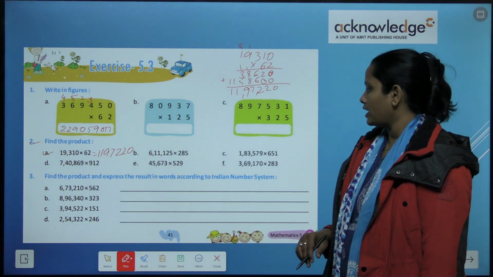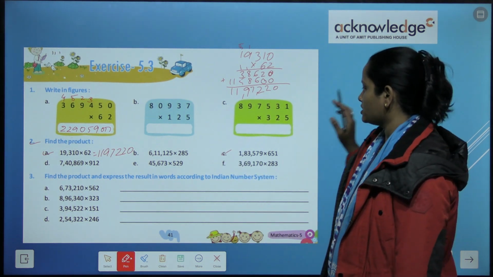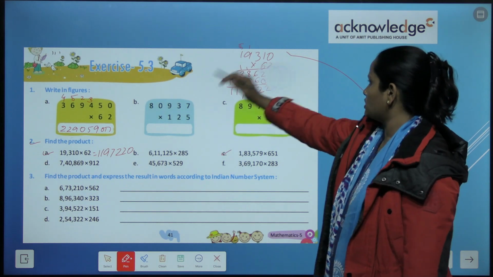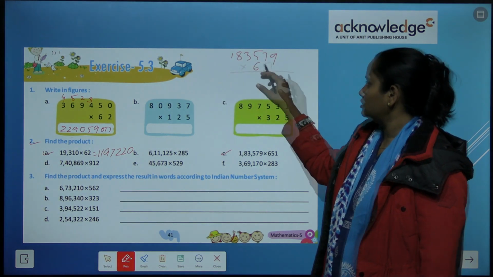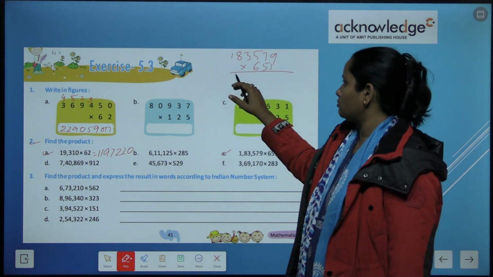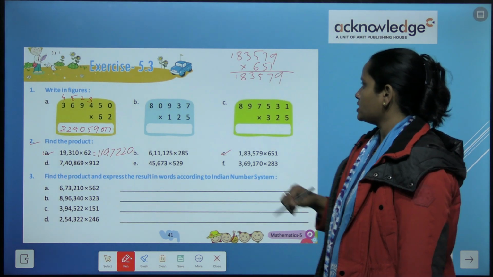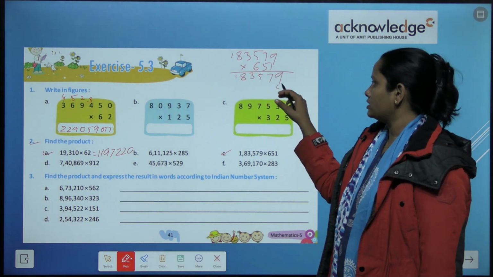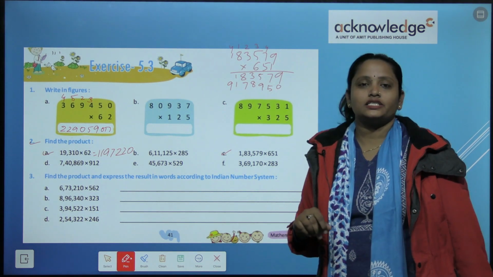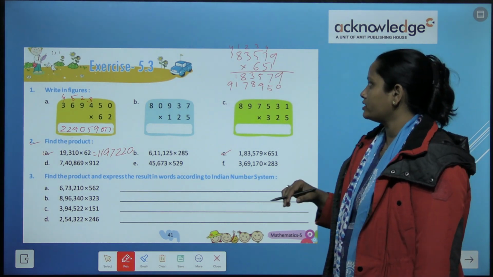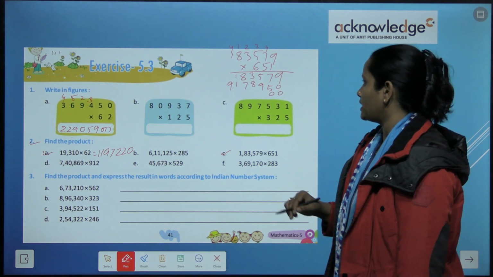Now let's multiply this number. Let's do this C part. Let's do question number C. Similarly, you have to find out the answer of the other. When we multiply 1 with all the numbers, we get the same numbers. So let's write it. Now let's multiply with 50. Now let's multiply all these numbers with 600. So we multiply by 600. For that, first we put 2 zeros, now we multiply by 6.